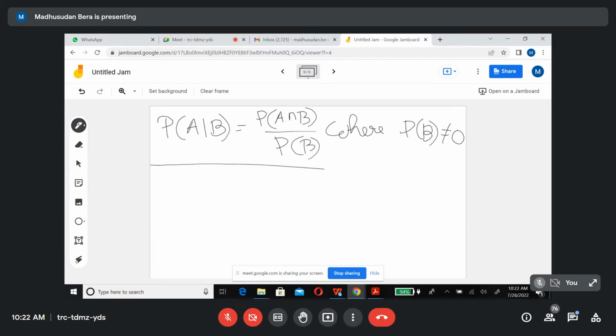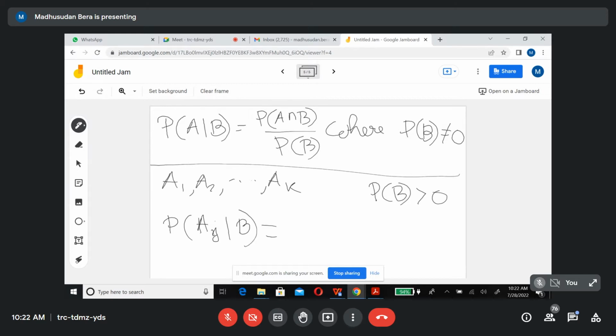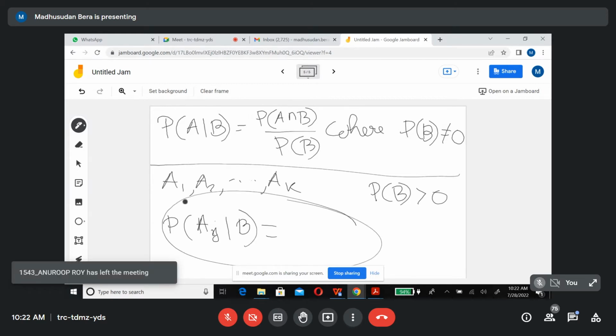This is conditional probability. And Bayes theorem is: A1, A2, ..., AK is a mutually exclusive and exhaustive set of events, and B is an event such that P of B is greater than 0. In that case, P of AI given B or AJ given B, whatever formula we obtain, that is Bayes theorem. So here we require a mutually exclusive and exhaustive set of events, but for conditional probability, for any event for which P of B is not equal to 0, we can define it. Now it's okay? Yes sir.